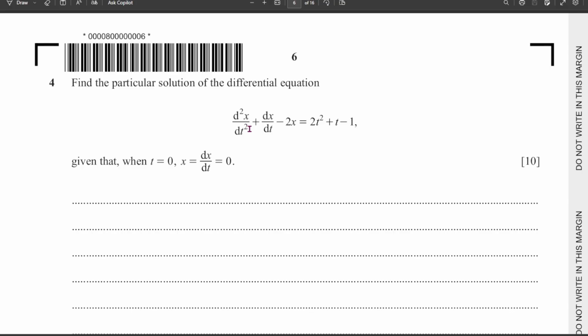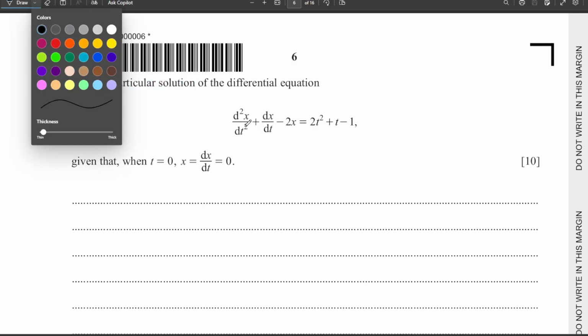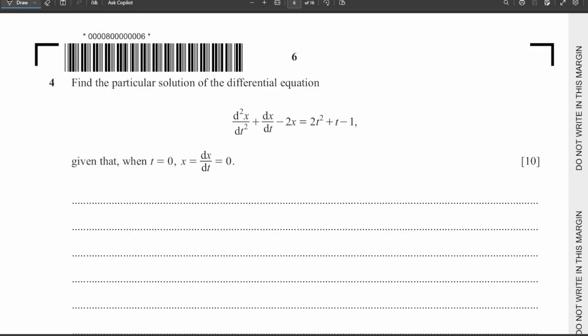It is a second order differential equation which is not homogeneous; the function on the right hand side is not equal to 0. They also give us some boundary conditions: when t is 0, x and dx/dt are also 0. They want us to find the particular solution of this differential equation. Let's start by recalling the solution of a second order non-homogeneous differential equation.